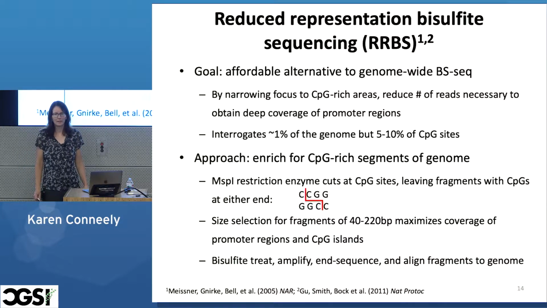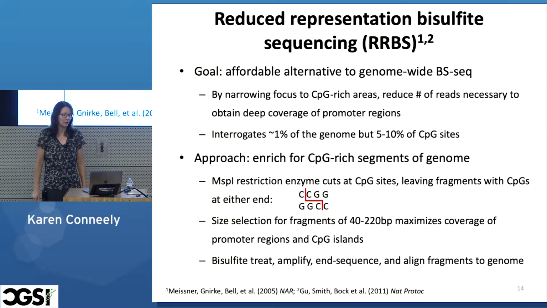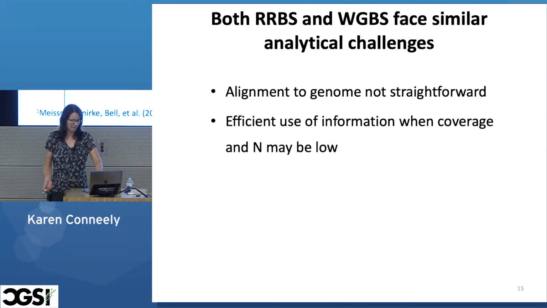And if you then do a size selection, make the fragments kind of small but not too small, you're going to end up enriching for the fragments that have a lot of CpG sites and tend to be in CpG islands. And this is how you get the high coverage of more CpG sites for less coverage of the whole genome. And so after this step, you would do the same steps as whole genome bisulfite sequencing: bisulfite treat these fragments you've made, amplify them, and sequence them, followed by alignment.